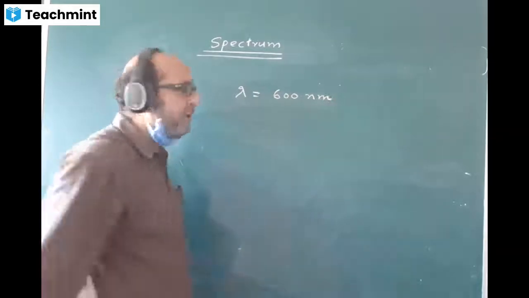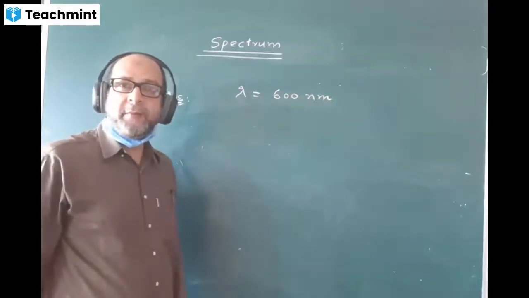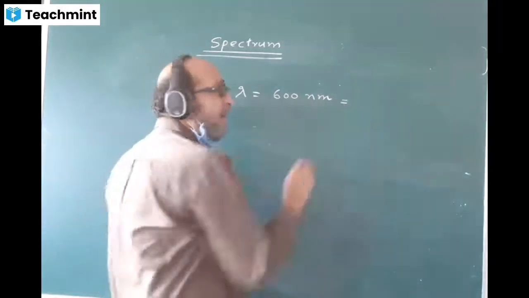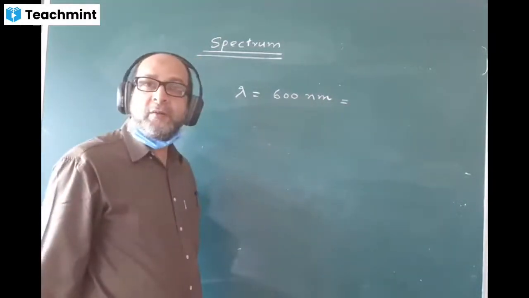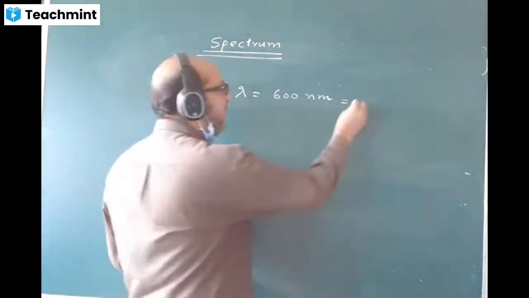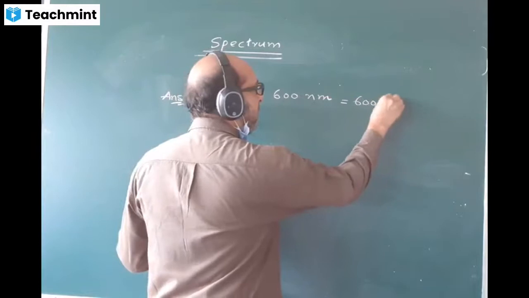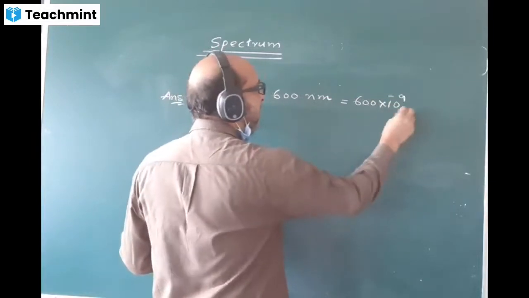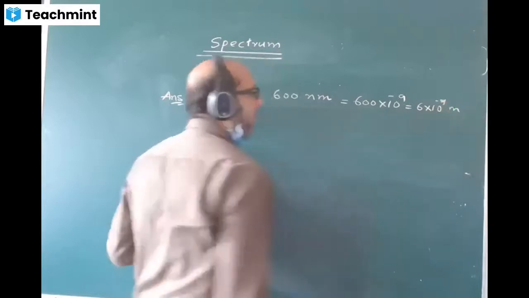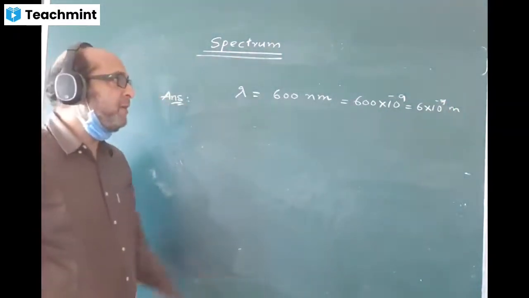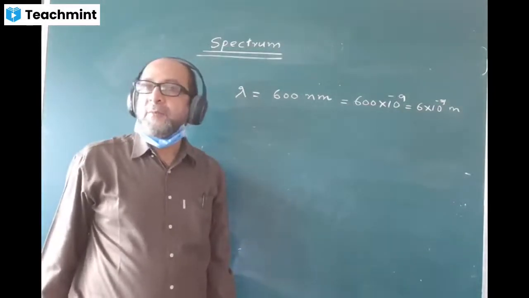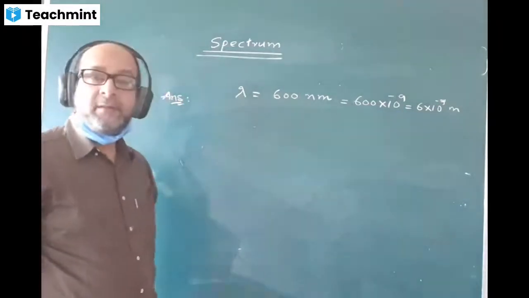600 nanometer. Nanometer is nm, small n. We change it into meter. I already told you that angstrom is 10 to the power minus 10, and nano is 10 to the power minus 9. So 600 into 10 to the power minus 9. Then simplify: 6 into 10 to the power minus 7 meter, because the 2 is added to the power, so minus 9 plus 2 is minus 7.